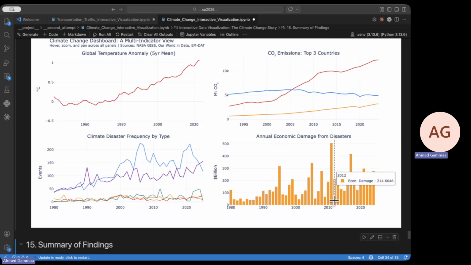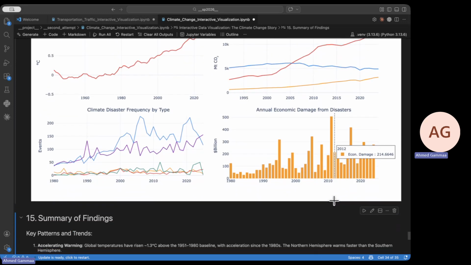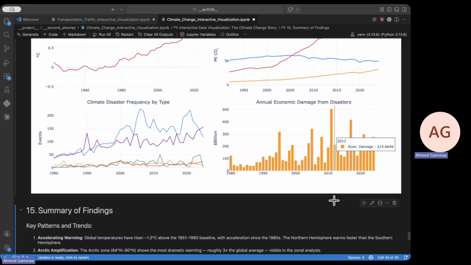To summarize, this project used 11 interactive visualizations built with Plotly in Python, employing techniques including range sliders, drop-down menus, toggle buttons, animation, sunburst drill down, heat maps, scatter plots, and trend lines, and linked multi-panel dashboards. All data is sourced from the sources I mentioned: NASA, Our World in Data, and EM-DAT.